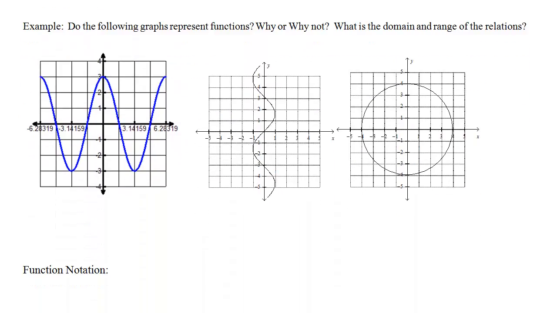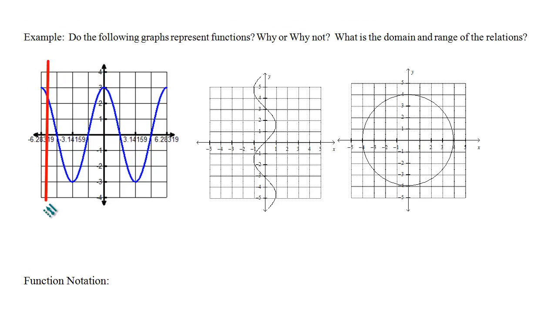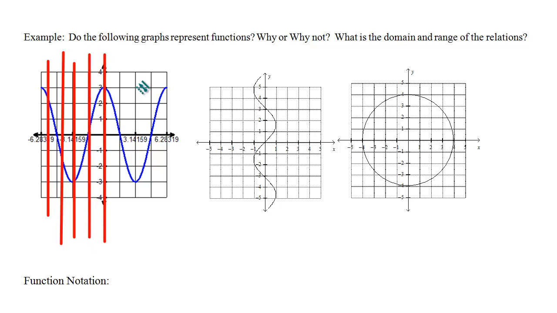And if I were to extend that here on these graphs, and I just draw my vertical lines, or I can imagine it, and I see that this only intersects the graph at one location on any one given vertical line. So this is a function.